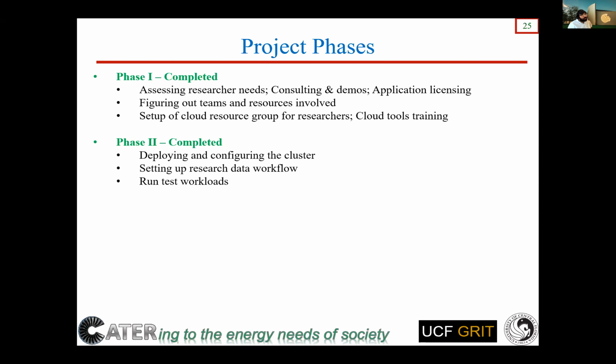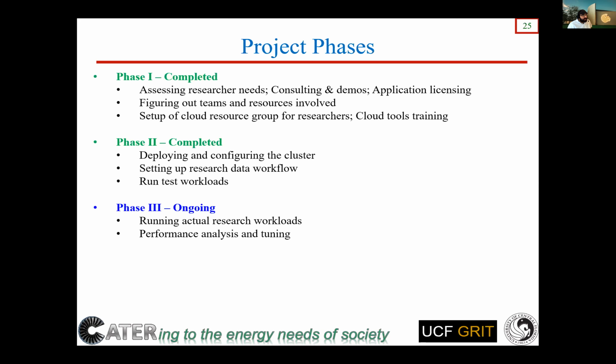The second part was where you deployed and configured the cluster. Now, we started with a Slurm cluster because that is what we wanted to do, but there were issues with the application, and we eventually had to set up a PBS cluster. I'll come to that issue later in the slides. Once we set up this PBS cluster, we had a mock deployment, then we had the actual deployment and ran some test workloads. And once it was all established, we moved into phase 3.